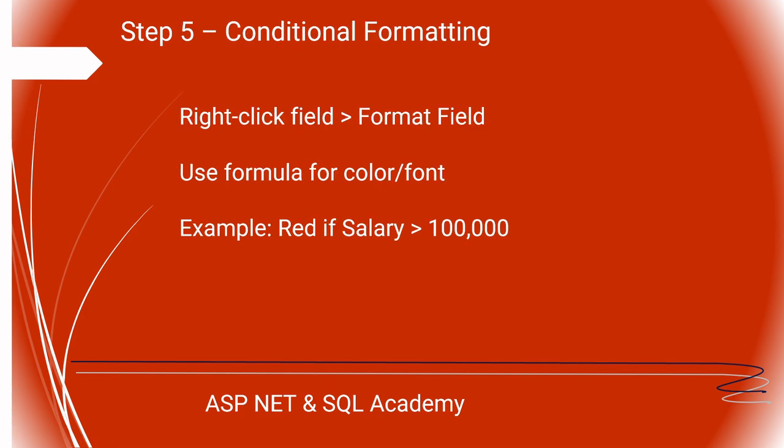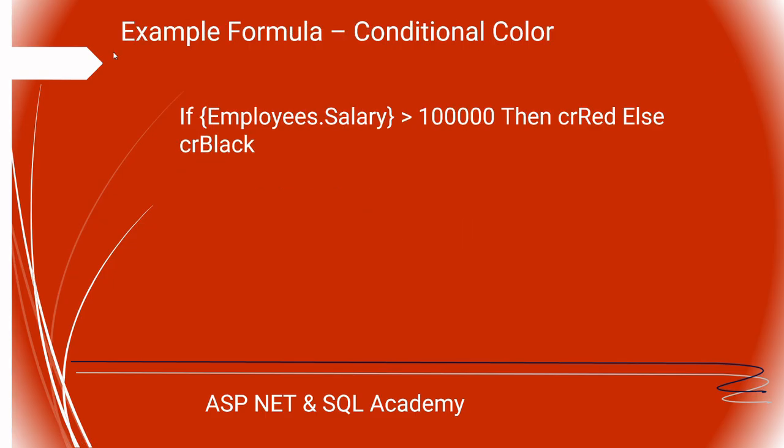Now, let us apply conditional formatting. Right-click any field, choose Format Field, and use formulas to highlight values. For instance, show high salaries in red. This formula changes the font color based on the salary amount, red for anything over 1 lakh and black for others.